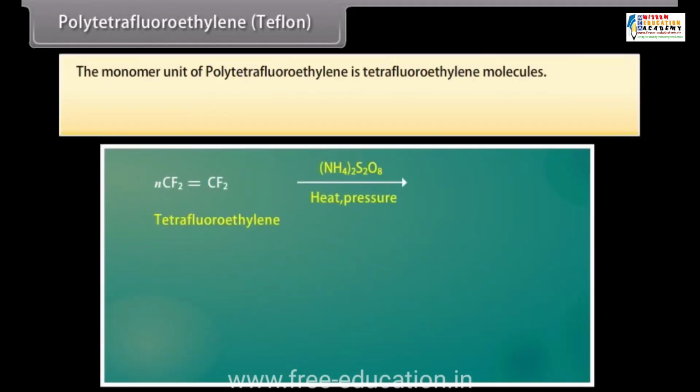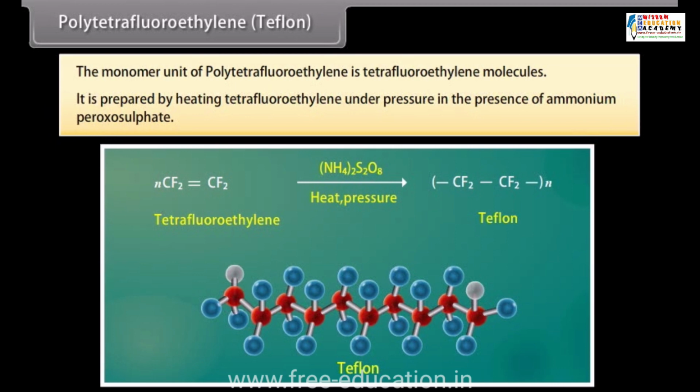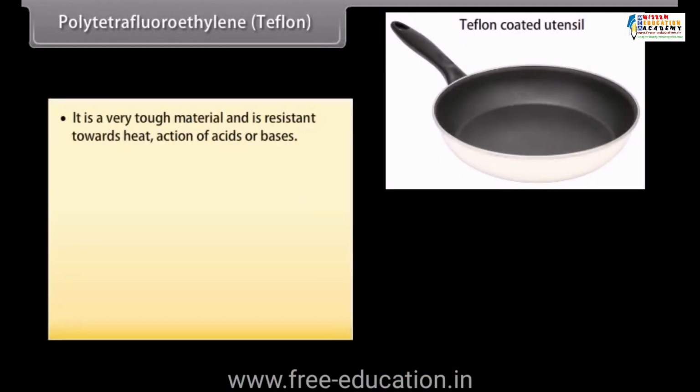Polytetrafluoroethylene, Teflon. The monomer unit of polytetrafluoroethylene is tetrafluoroethylene molecules. It is prepared by heating tetrafluoroethylene under pressure in the presence of ammonium peroxosulfate. It is a very tough material and is resistant towards heat, action of acids or bases.